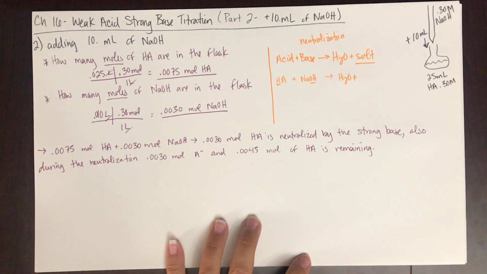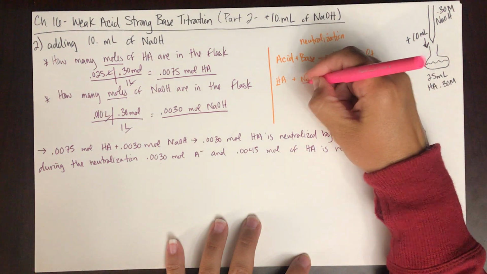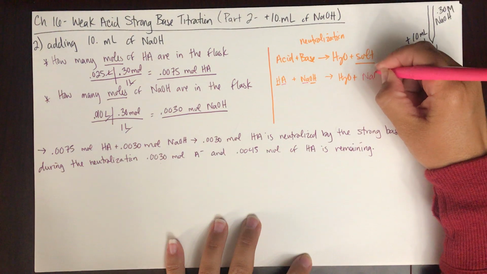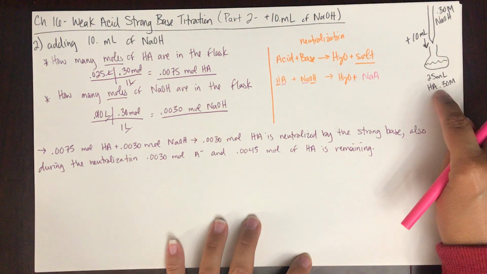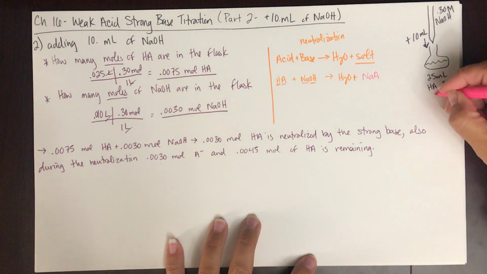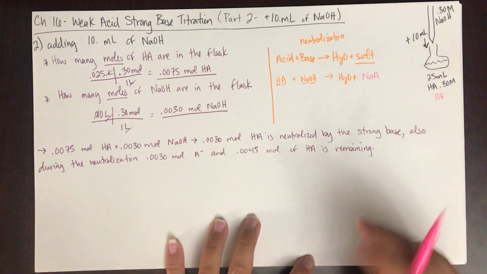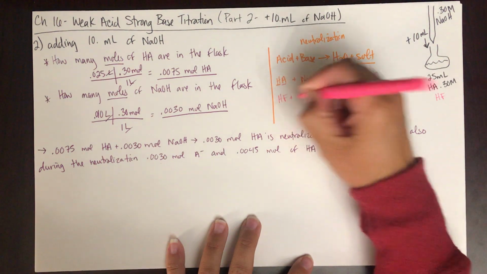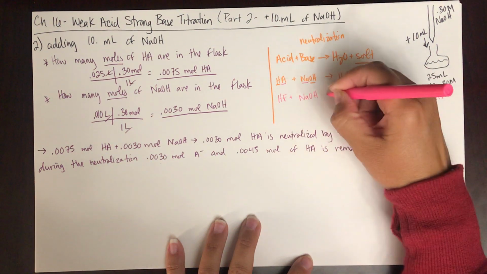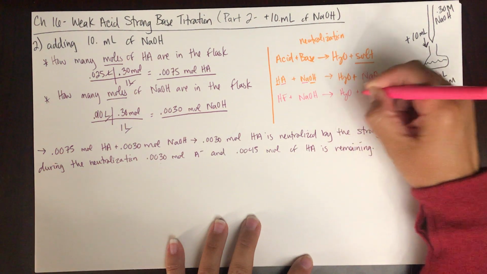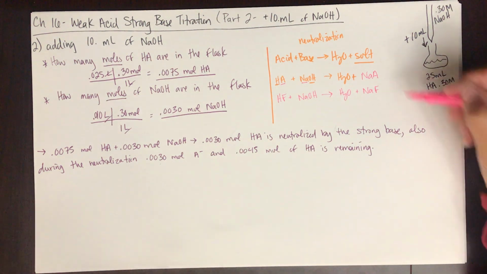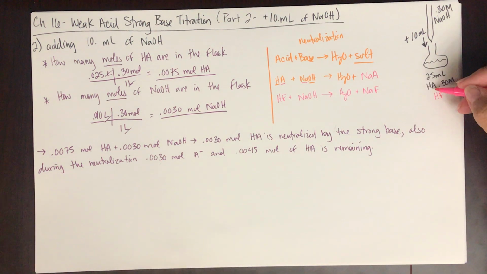The salt that you're producing is sodium fluoride. But I'm just going to say A because that represents this HA. Maybe it would be less confusing if I just called it hydrogen fluoride instead of HA. So let's just write this again. HF plus sodium hydroxide produces water plus sodium fluoride. So this is what's happening during the neutralization. Remember, this generic acid that we're talking about is really hydrogen fluoride.